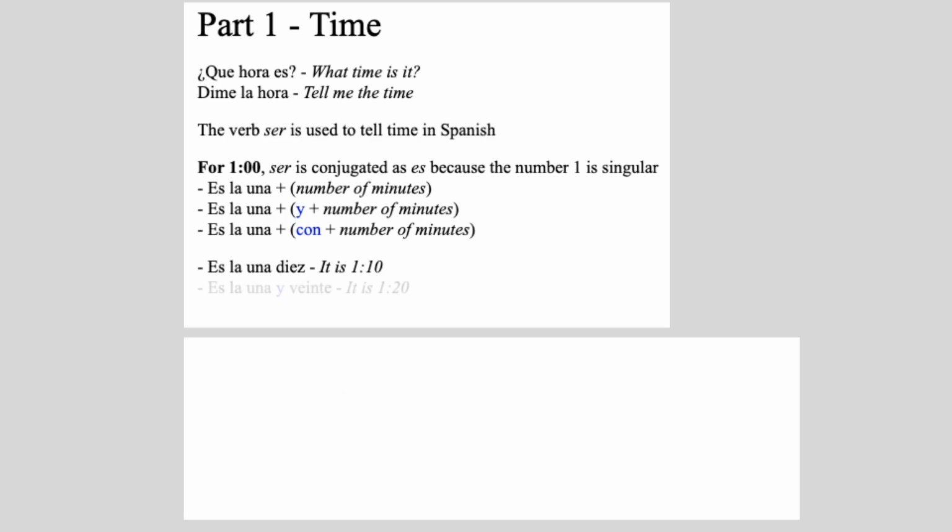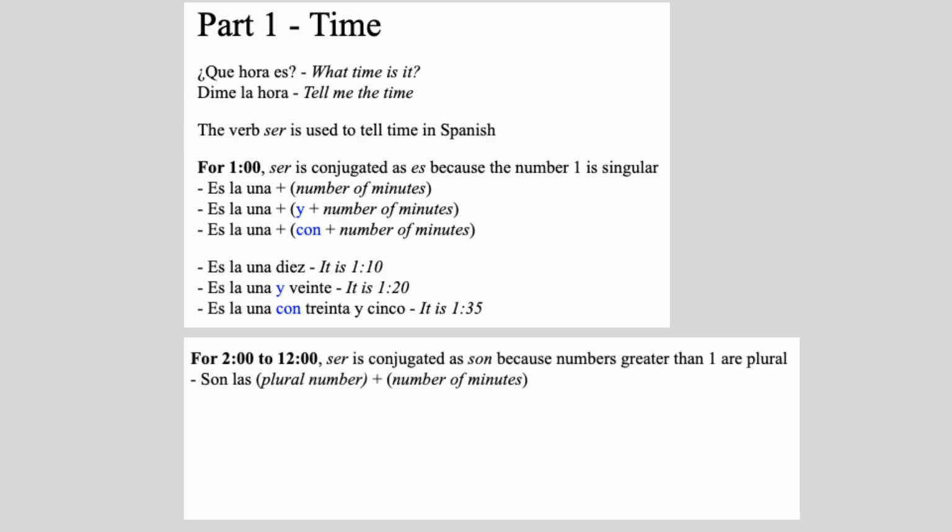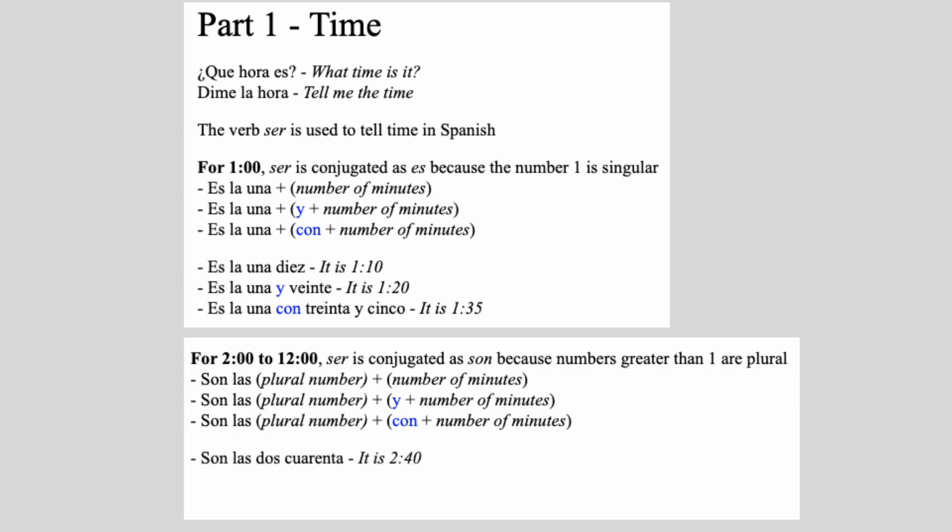Es la 1:10. Es la 1:20. Es la 1:35. For 2 to 12 o'clock, ser is conjugated as son because these numbers are plural. Son las 2:40. Son las 3:45. Son las 5:50.